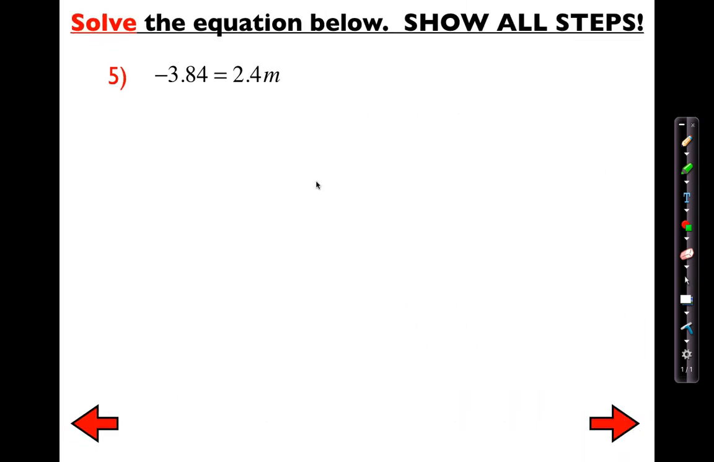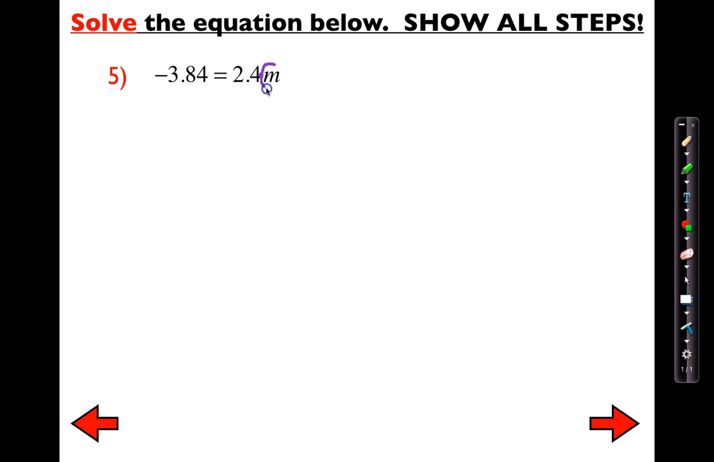Okay, so now changing it up a bit. This is one that often gets students a little confused. For number 5, I would read this out loud so that I can determine what is happening with the variable. So I would read this as negative 3 and 84/100 equals 2 and 4/10 times m. Now, why did I say times m? By doing that, I'm understanding the operation that's occurring between these two values.